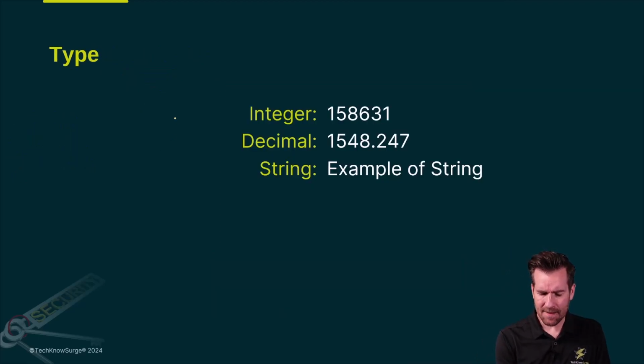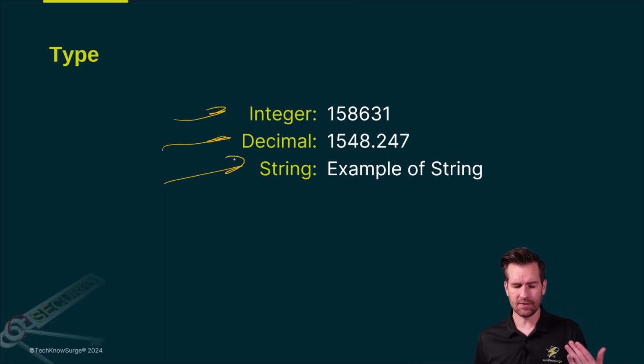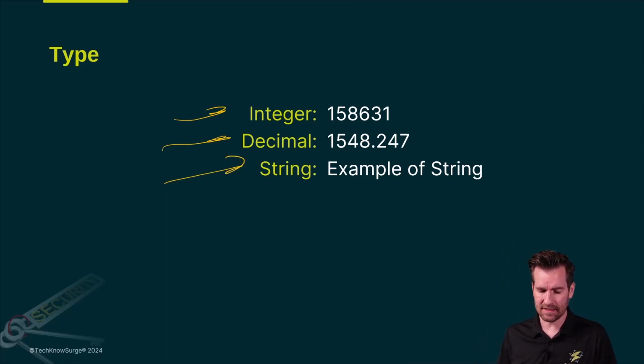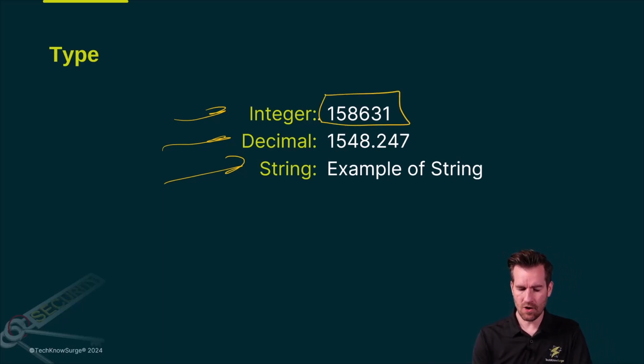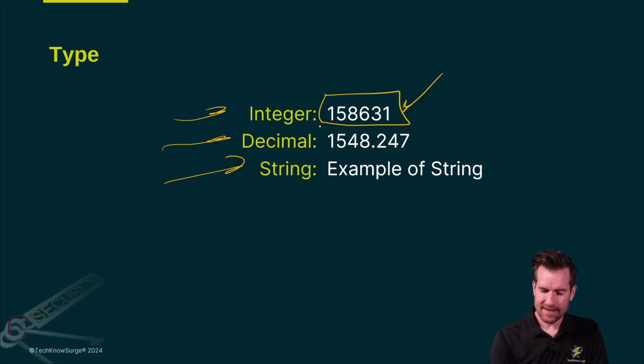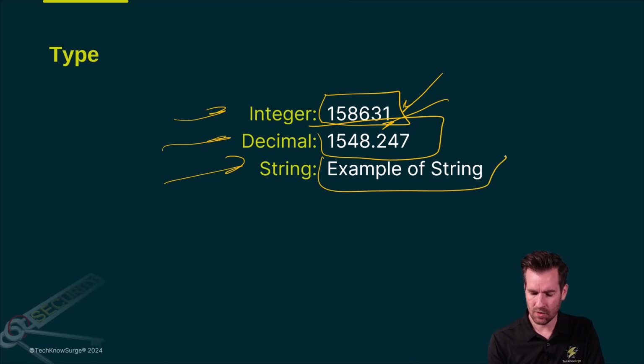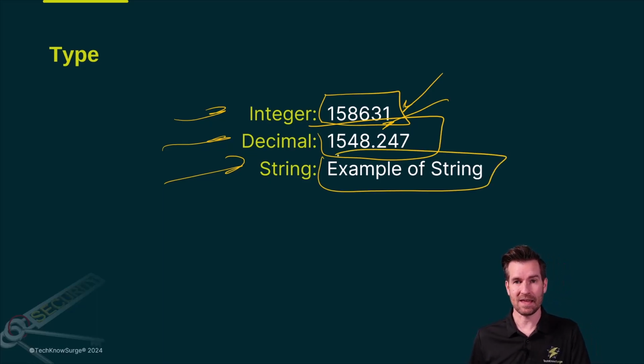When it comes to types, we can have integers, decimals, or strings. There are more types out there; this is just a brief example of the different types. Integer is a whole number, which means there's no decimal at the end of it. Decimal means that it can have a decimal. And then string is some sort of numbers and characters that can be entered in.